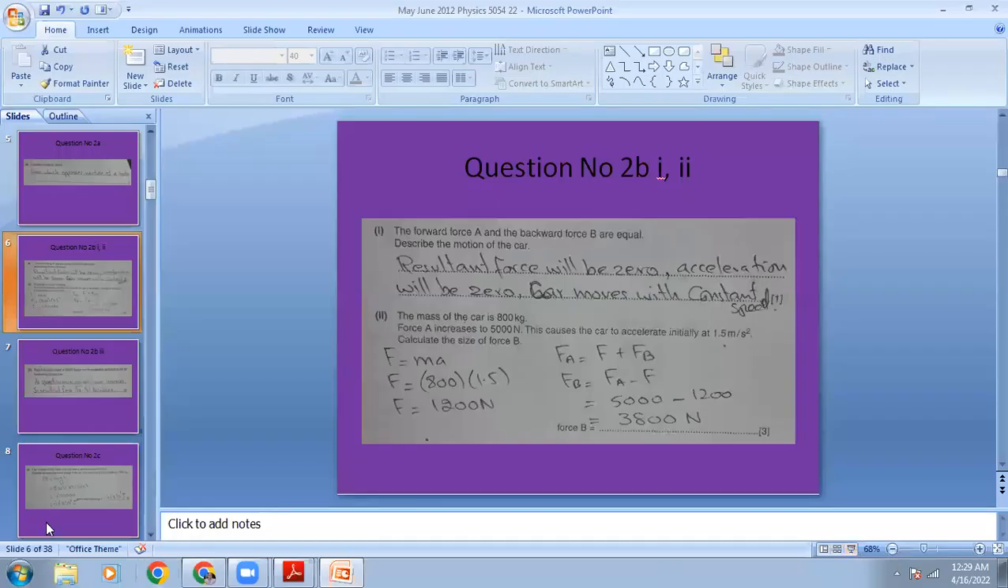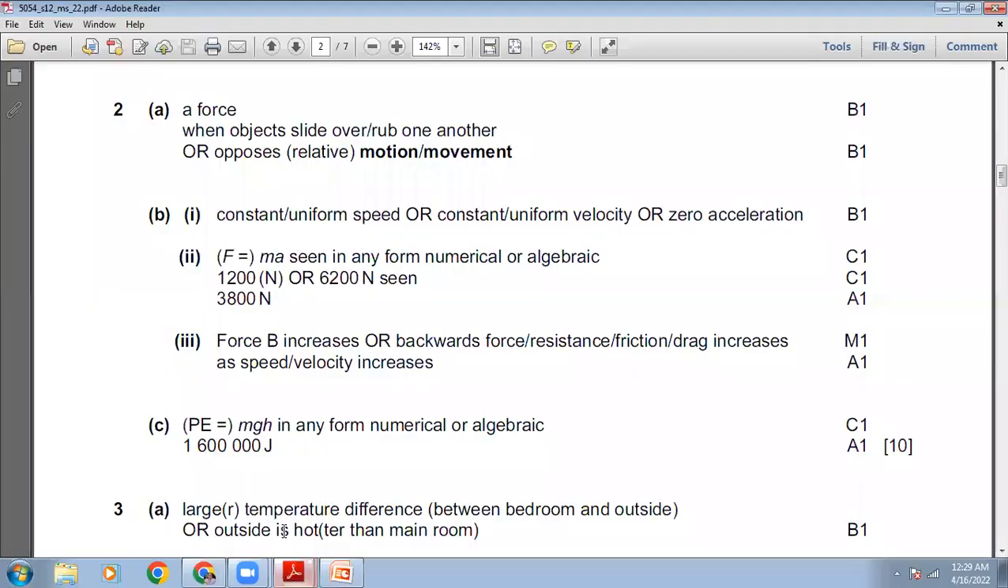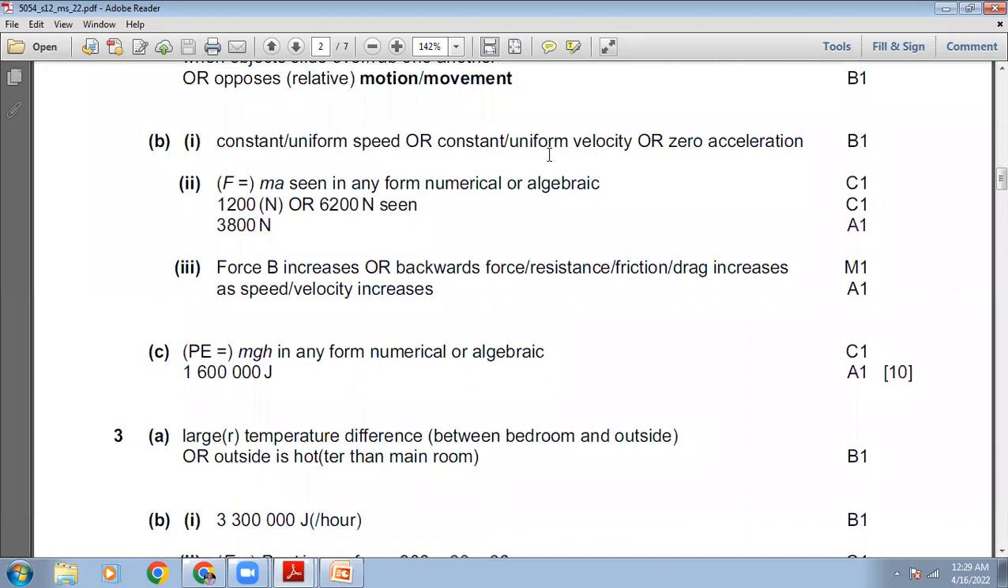Okay. Constant uniform velocity or zero acceleration. Okay.